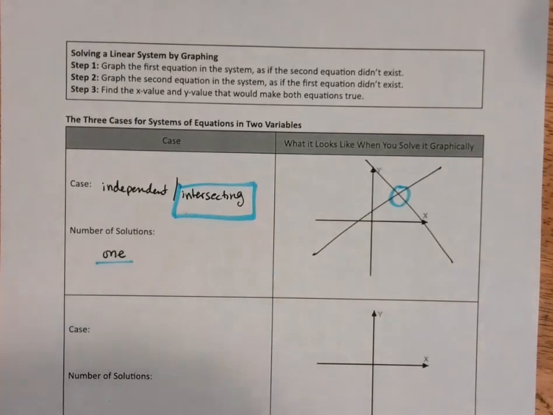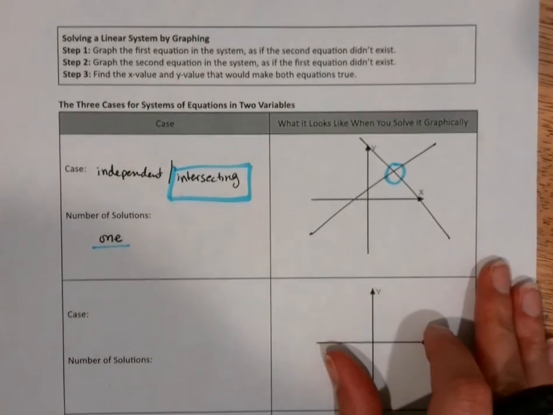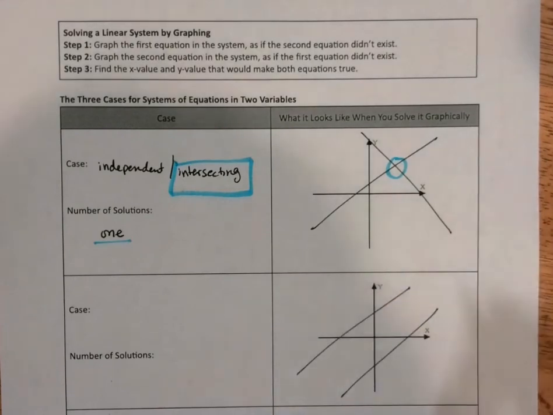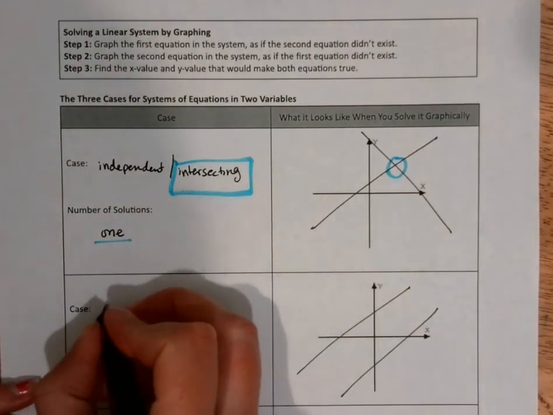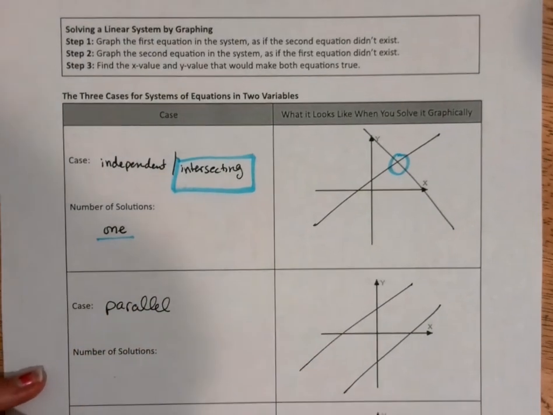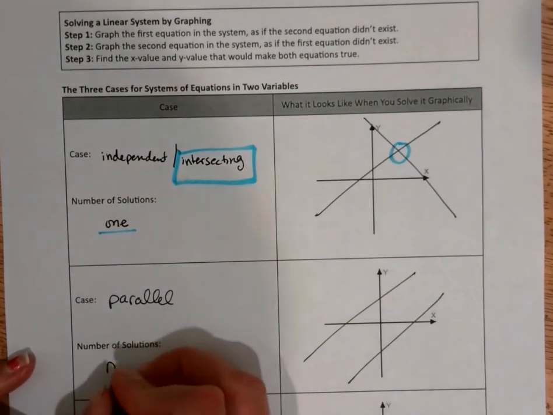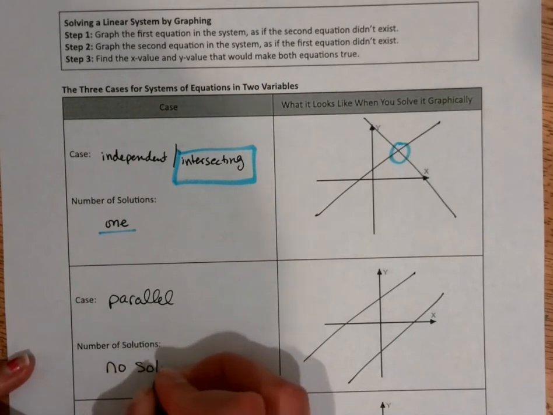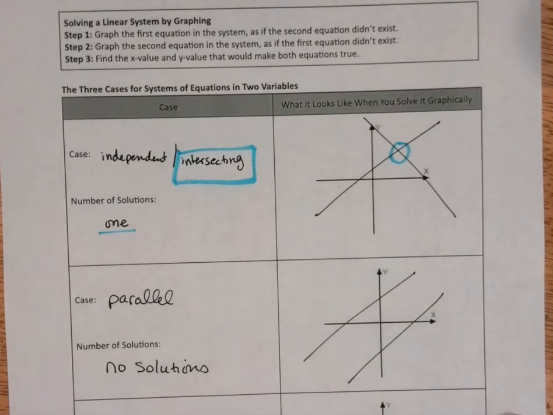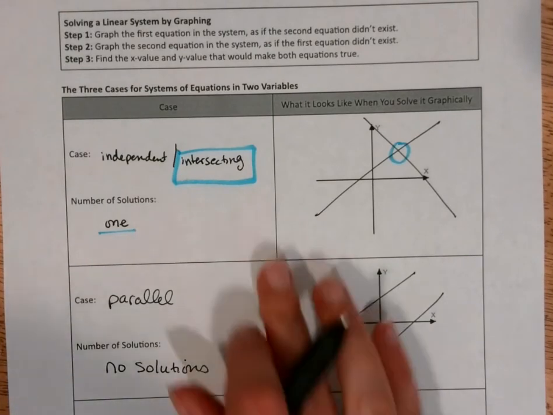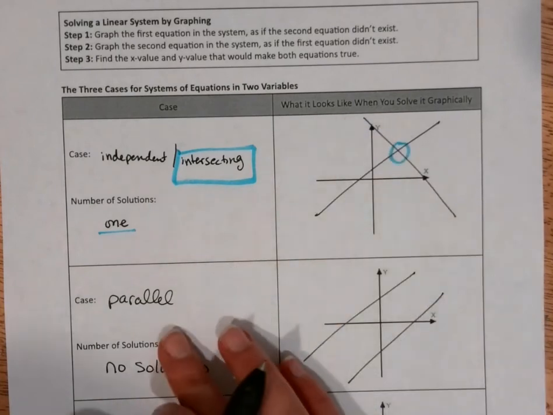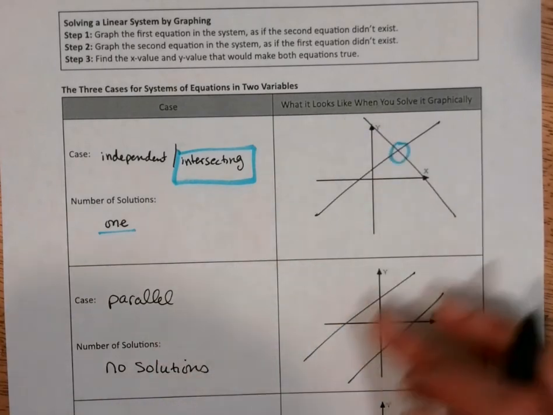Now there are two other possibilities. One of them is if your two lines were parallel. If you have two lines that are parallel, there are going to be no solutions because your two lines will never cross. You think of the third case? Okay, we have the intersecting case where your two lines intersect in one place. We have the parallel case where they don't intersect at all.